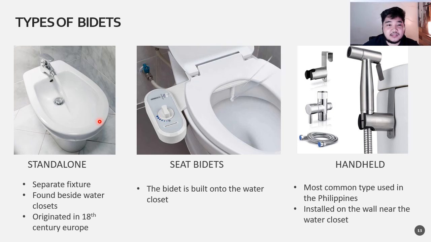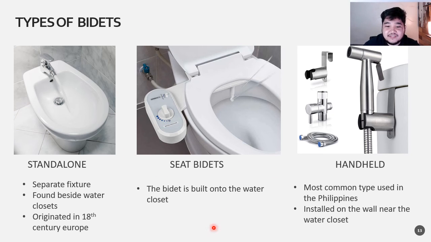So again, standalone bidets. These bidets are separate fixtures which usually sit right next to the toilet. Sometimes, however, you'll find them across the bathroom or far away from the toilet. Either way, you will need to use the toilet, then stand up and move over to the bidet. That is the original model, the bidet that originated in 18th century Europe.